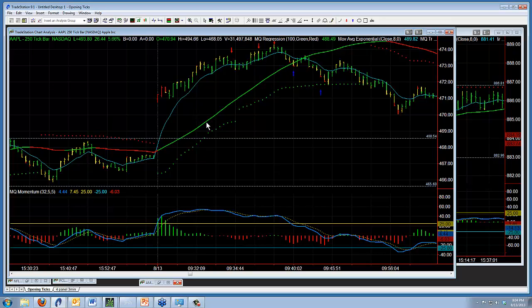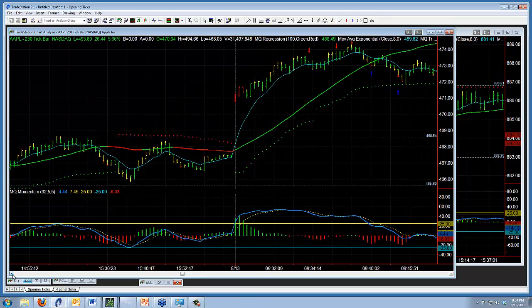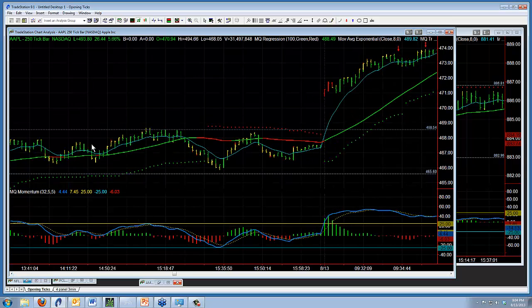MQ regression slope, when it's very strong like this, it's harder to get a divergence. When MQ regression starts to flatten, it almost always goes flat before it converts over to red. You see that? This area here. MQ regression is positive, positive, positive, goes flat, goes to red, goes green, goes red. Usually these areas where it's pretty flat is good for divergences.